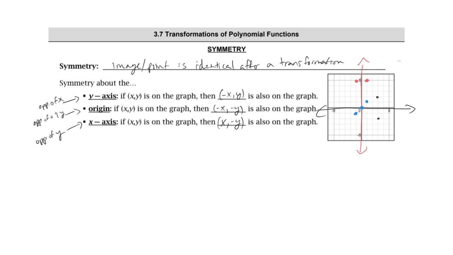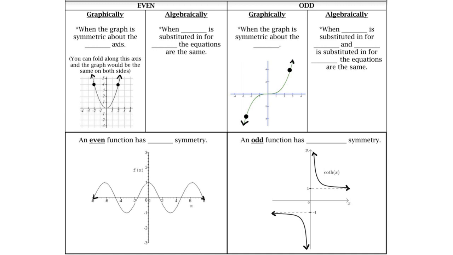So that's essentially the naming of symmetry. Now we're going to go into the different types of functions you get. We are either going to have an even or an odd function. There are two ways to prove these: one is graphically and one is algebraically. Graphically, our function is going to be even when the graph is symmetric about the y-axis.